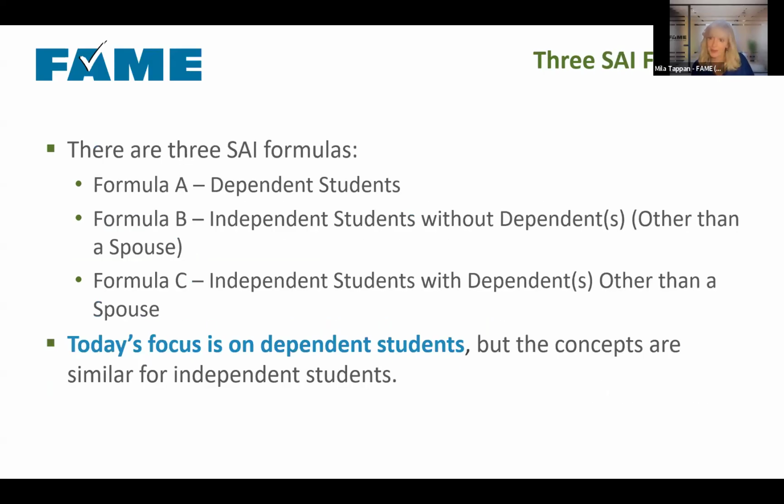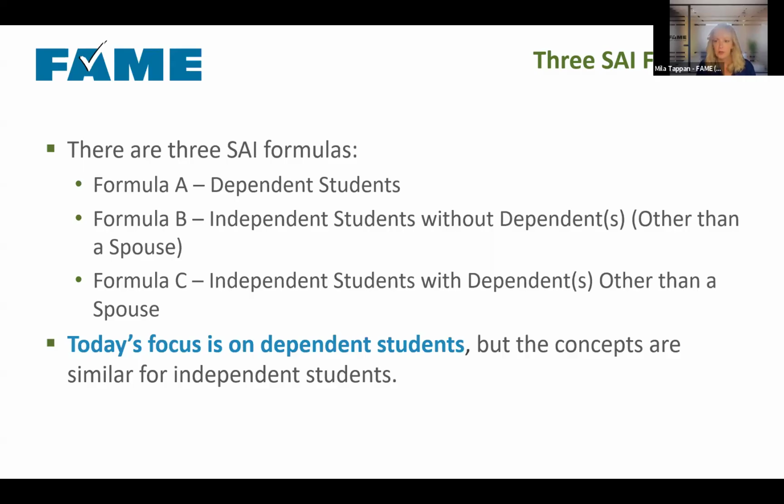So there are actually three SAI formulas. There's Formula A, which is used for dependent students. There's Formula B that's used for independent students who don't have dependents other than a spouse, so basically they have no children of their own, for example. And Formula C for independent students who do have dependents, so do have children. Formula A and C are actually really similar to each other. Formula B is quite different, to be honest with you. Today, we're going to focus on Formula A. So we're going to focus on the formula for dependent students, but the concepts are pretty similar for independent students.